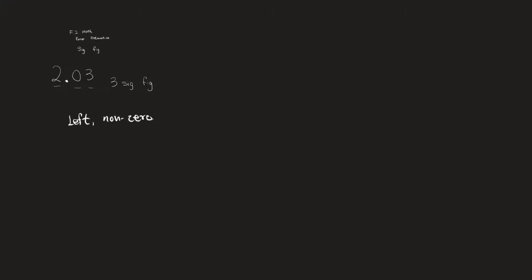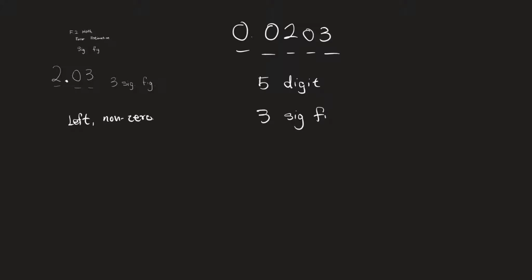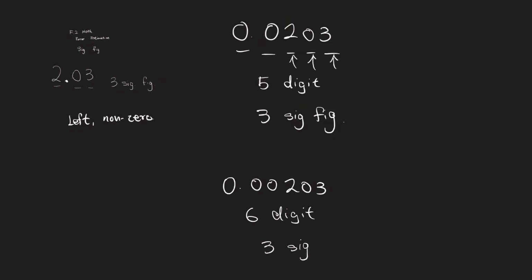So in this case, when you have 0.0203, here 5 digits, but only 3 significant figures. Okay, so this is part 1. You should understand it. So only these 3 will be counted into significant figures. And then, like this one, we have 6 digits, but only 3 significant figures.